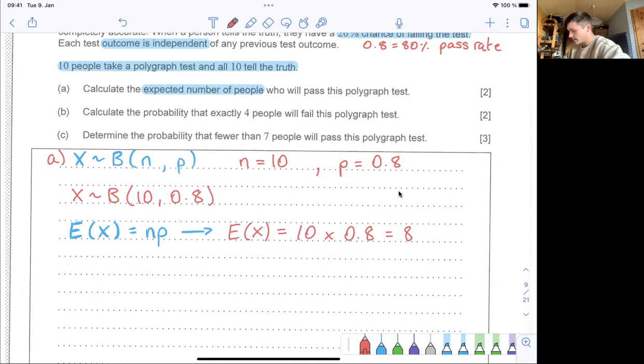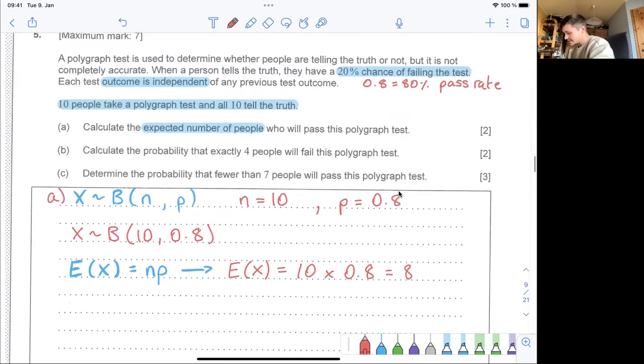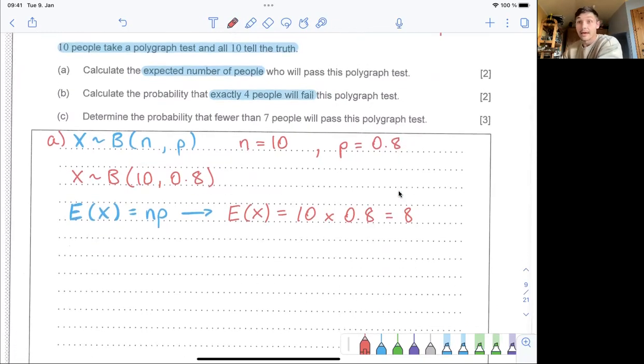All right, let's move on to part B. There we go. Calculate the probability that exactly 4 people will fail this polygraph test. Okay, so exactly 4 people will fail. So you've got to ask yourself how many will then have to pass. If we have 10, that means 6 will have to pass. So part B is asking us to calculate the probability of X equal to 6.